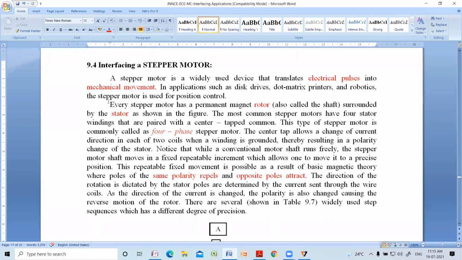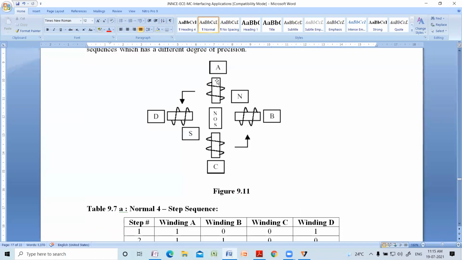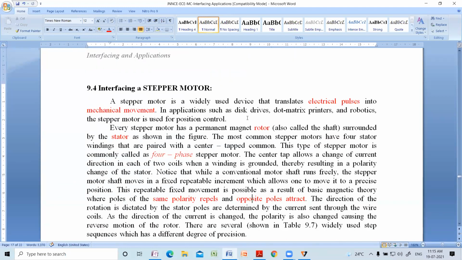A stepper motor has a permanent magnet called the rotor, also called a shaft. You can just see here, this square box is the shaft, normally called the rotor, and it is surrounded by a stator. The most common stepper motors have 4 stator windings that are paired with a center tapped common. This type of stepper motor is normally called a 4-phase stepper motor.